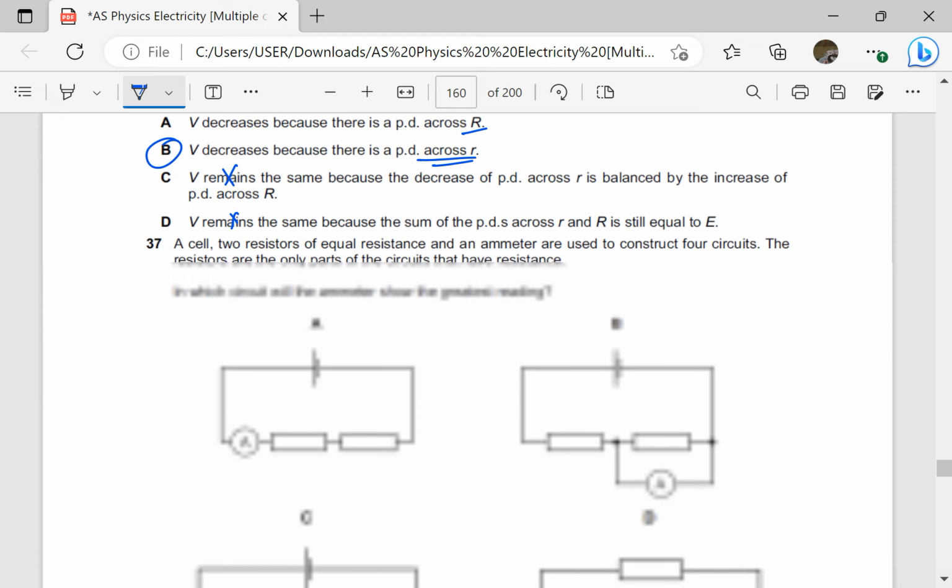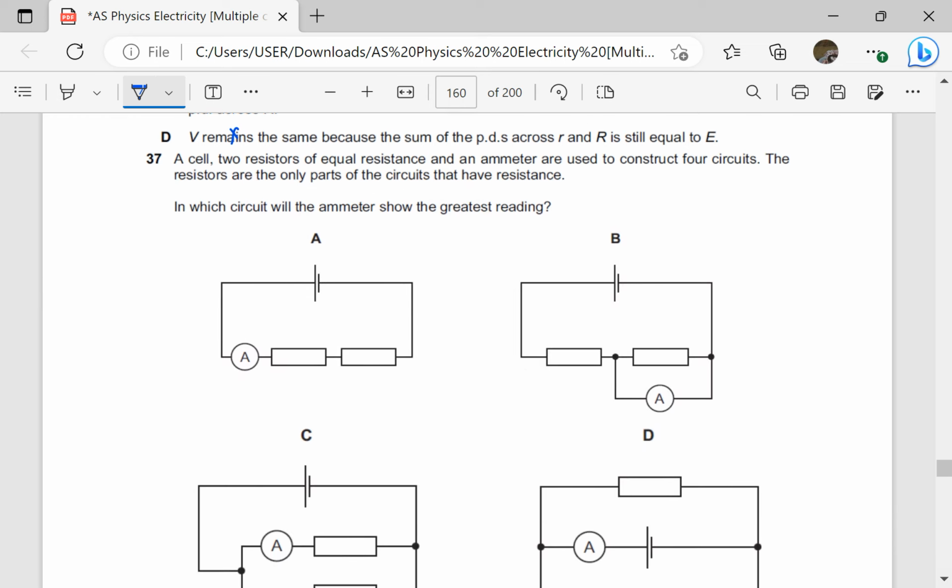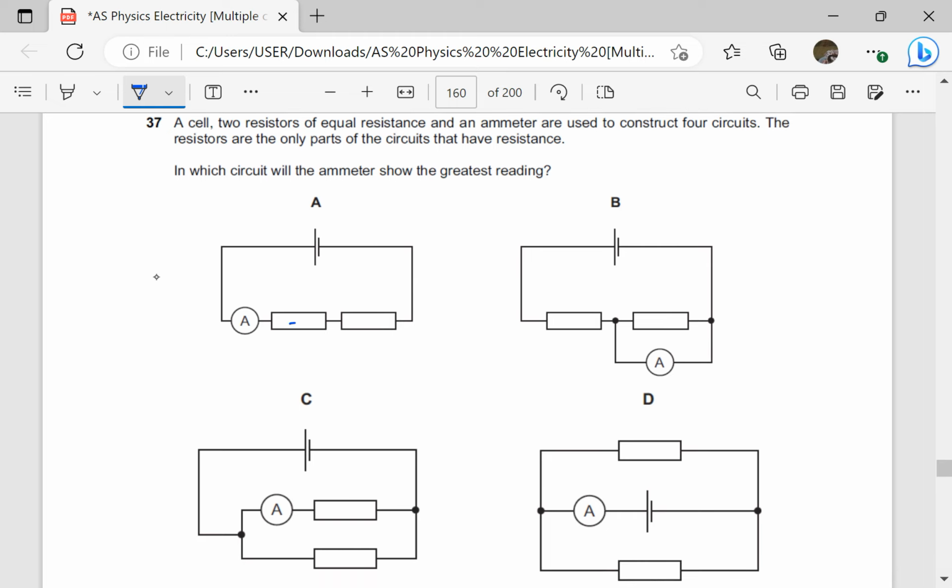A cell, two resistors of equal resistance and an ammeter are used to construct 4 circuits, and the resistors are the only parts of the circuit that have resistance. It means the ammeter has 0 resistance. In which circuit will the ammeter show the greatest reading? So here the resistance is twice if the resistors are identical. We just check the resistance.